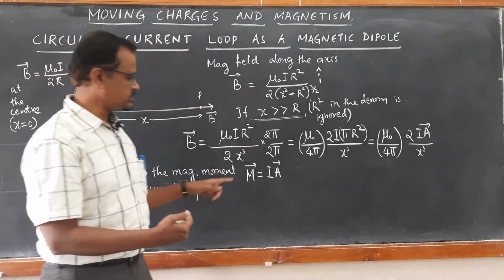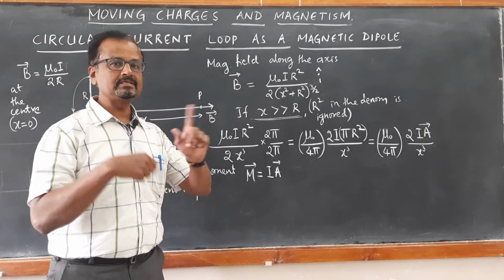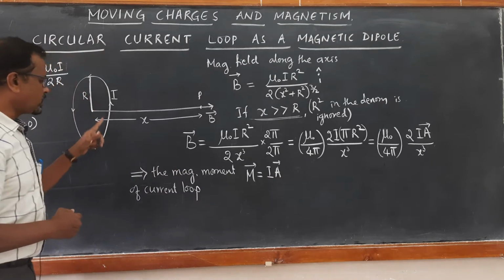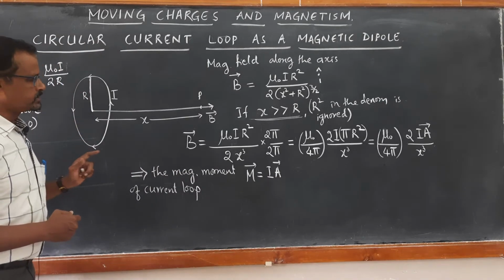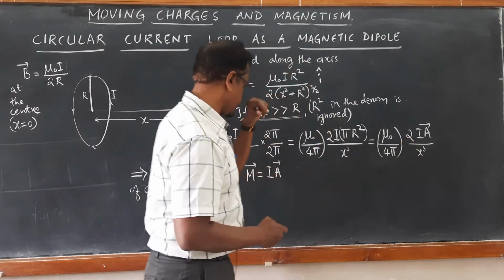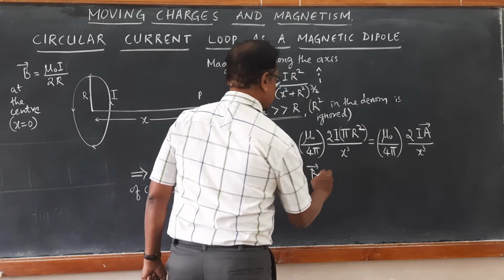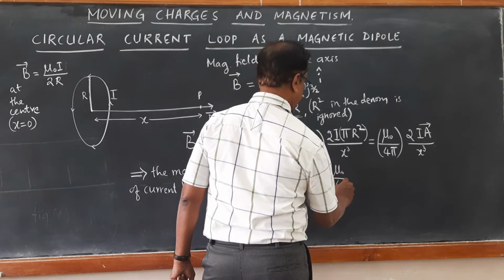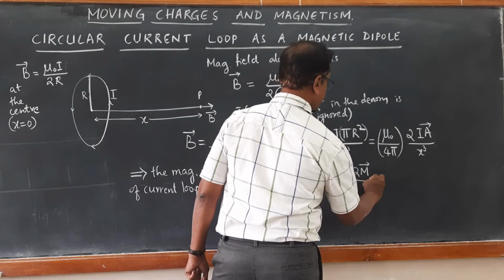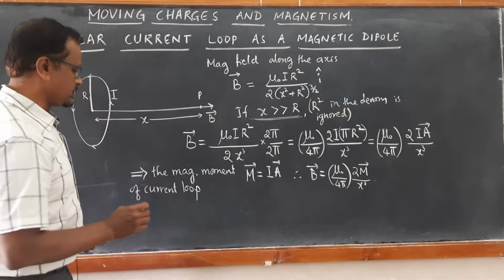If it has n number of turns, then the magnetic moment becomes n times IA, it becomes NIA, which we have discussed earlier if you recall. So that's how we get the magnetic field of a circular current loop, which is given by B equal to mu naught upon 4 pi into 2IA upon x cube, which can be further written as vector B equal to mu naught upon 4 pi into 2 times the magnetic moment of the circular loop M upon x cube. So thus we get the result here, very important.